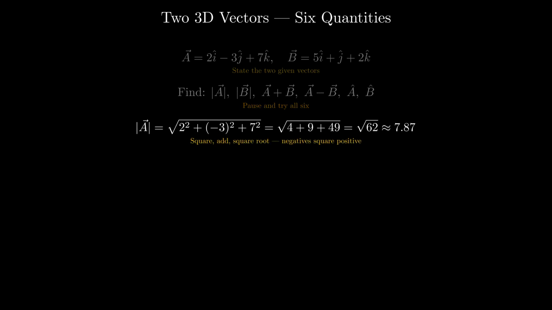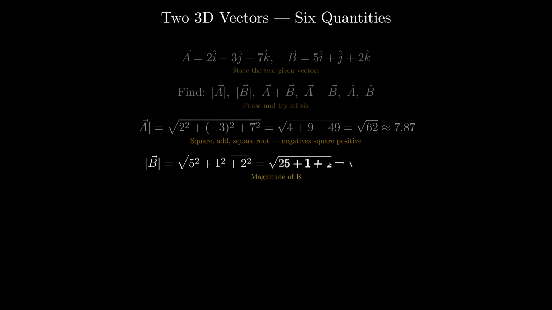For the magnitude of A, square each component, add and take the square root. 2 squared is 4, negative 3 squared is 9, 7 squared is 49. The total is 62, so the magnitude of A is the square root of 62, about 7.87. Notice the negative component squares to a positive. Magnitudes are never negative. For B, 25 plus 1 plus 4 is 30. So the magnitude of B is the square root of 30, about 5.48.